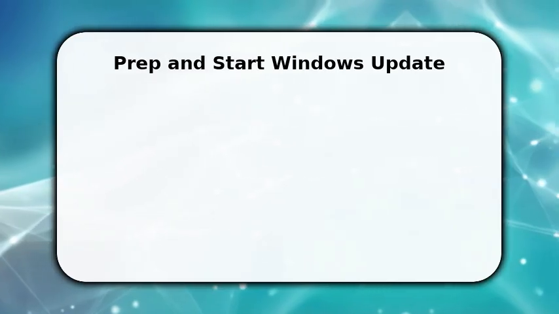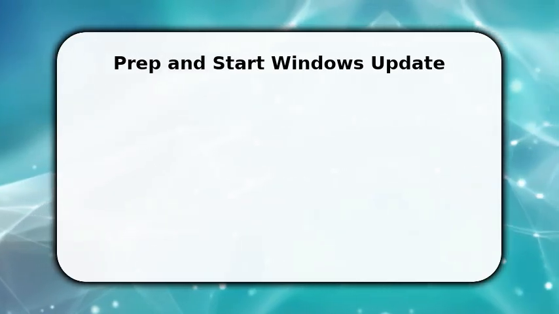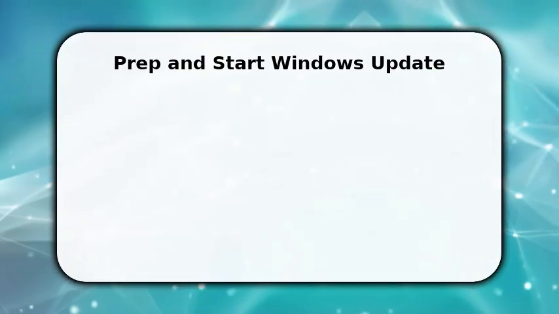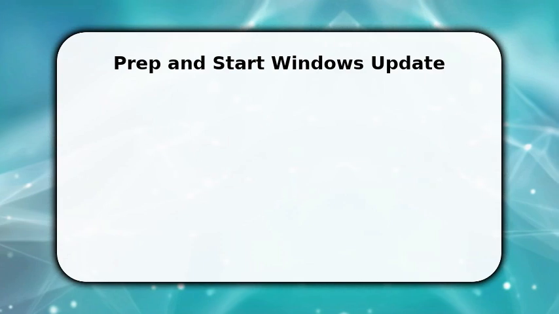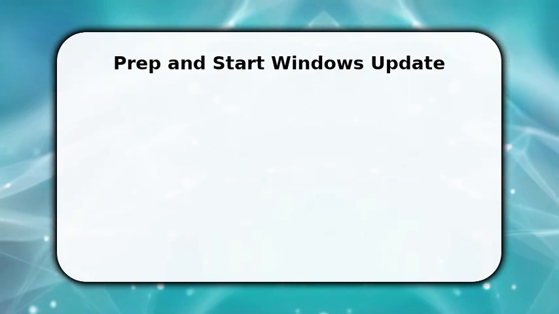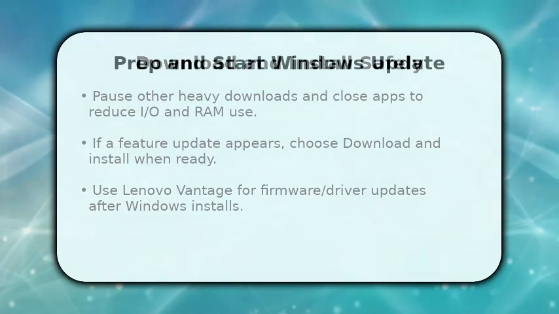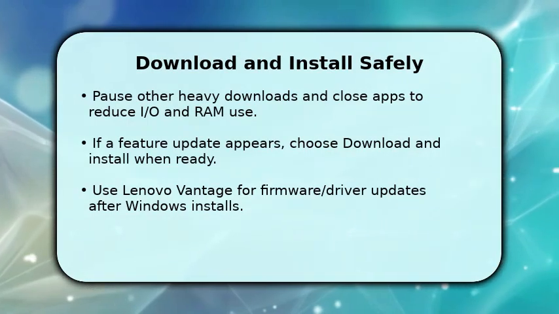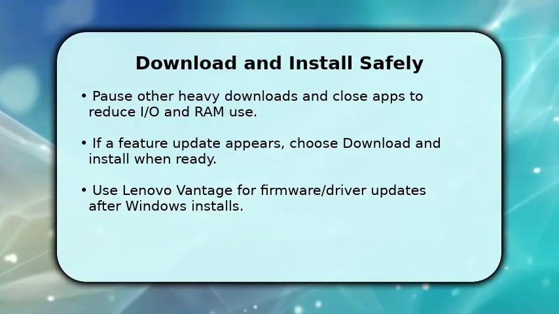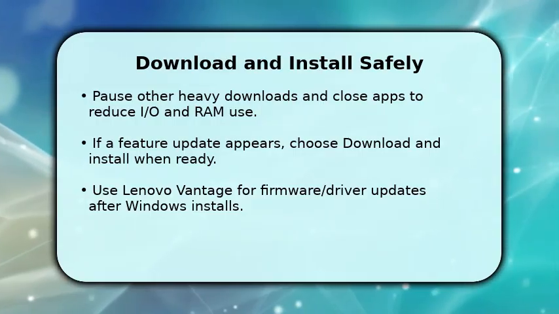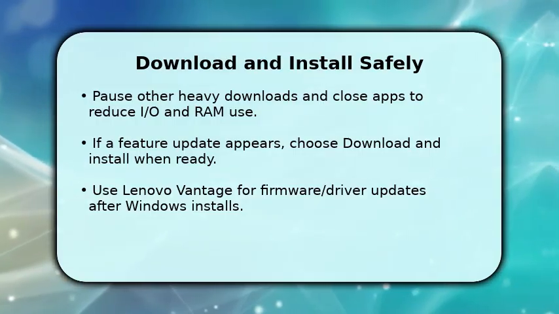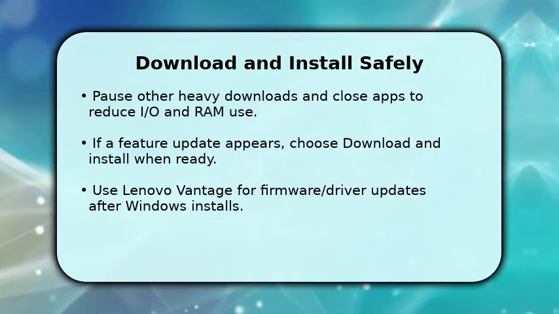You're starting the download. This is the critical first step because missing prerequisites cause failed installs later. You'll manage the actual download and install. Close resource-heavy apps and pause cloud backups so the update can use full bandwidth and RAM. When Windows lists a feature update, choose Download and Install. That separates big upgrades from monthly quality updates and reduces risk.